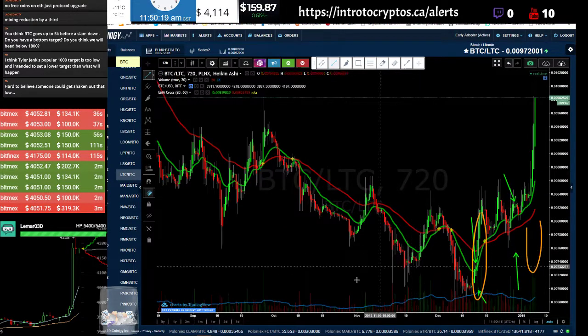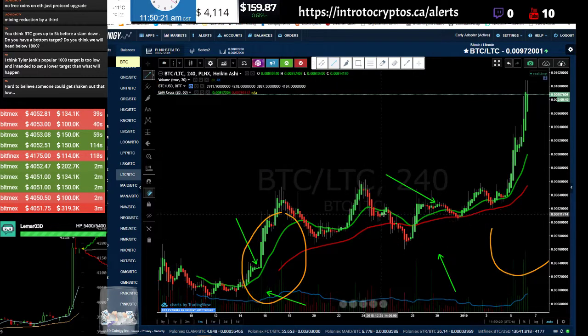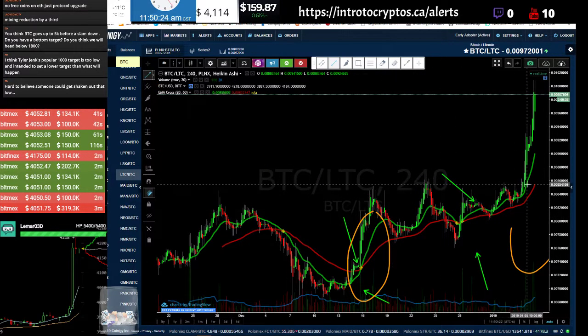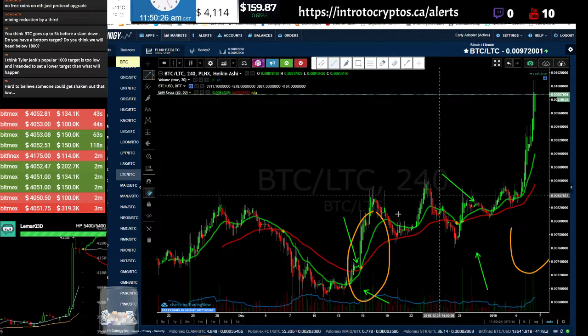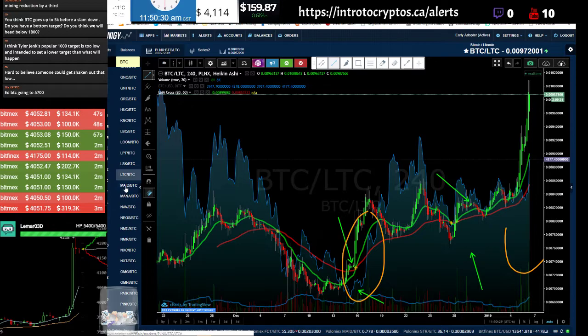Litecoin, of course, had given us a signal earlier, and this great consolidation pattern was fantastic as well, and off it's gone from there. I'm going to put Bitcoin back in the background.